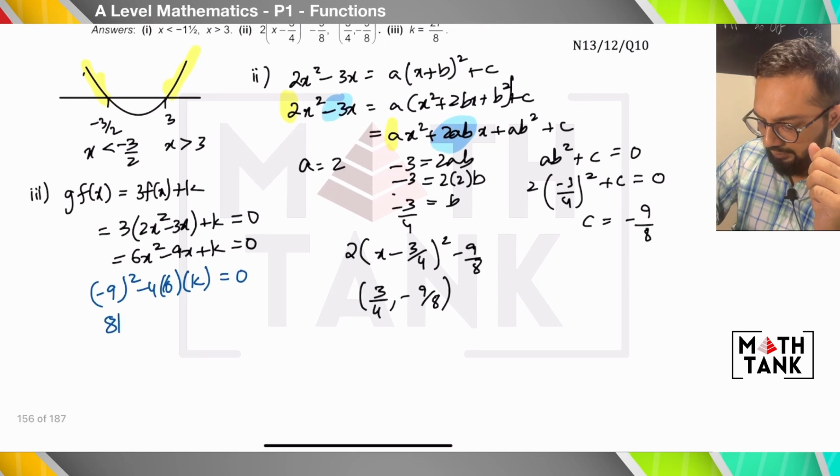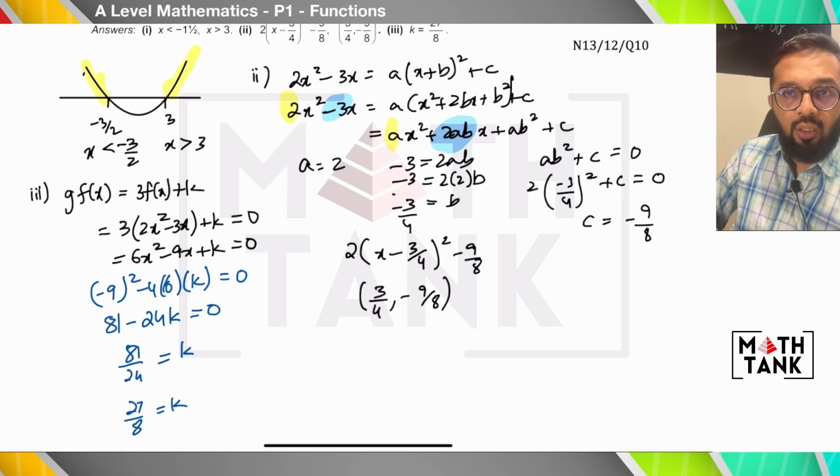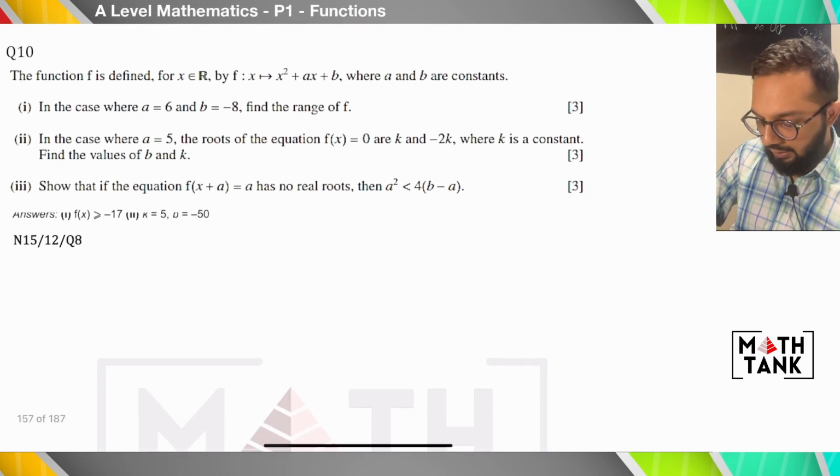81 minus 24k. 81 over 24 equals k. That should give you 27 over 8. Okay, moving on to the last question of this marathon.